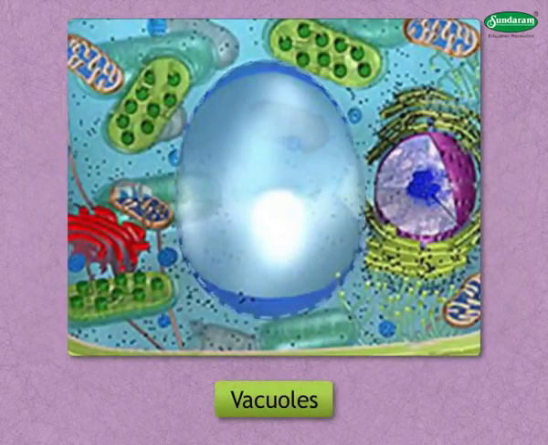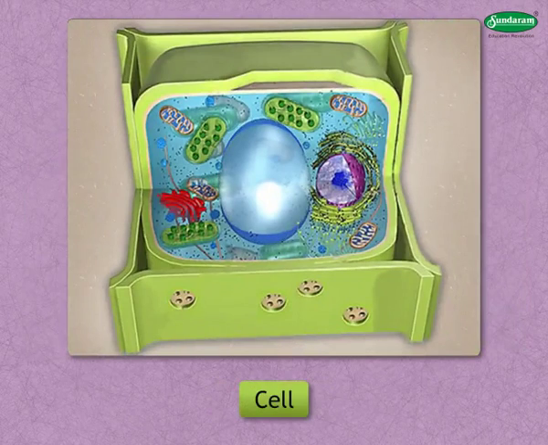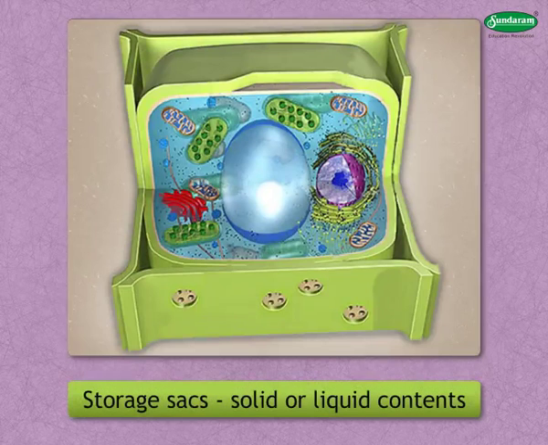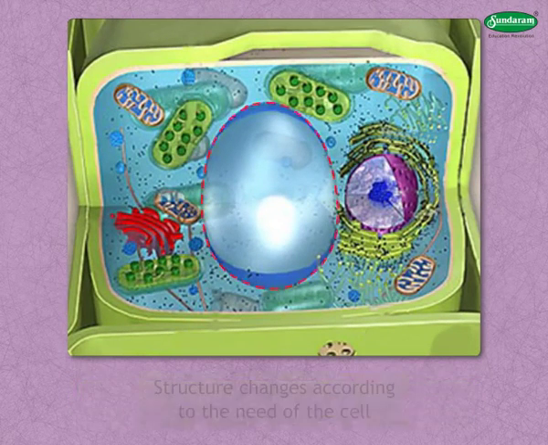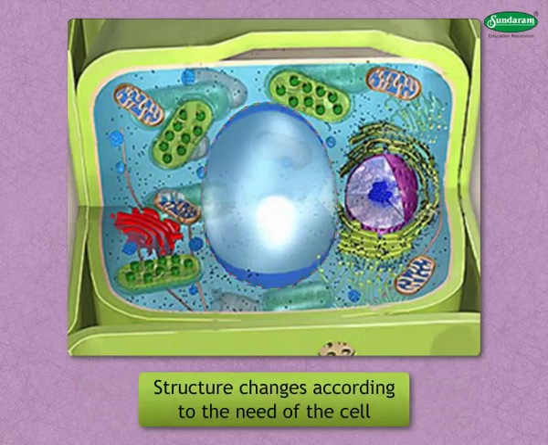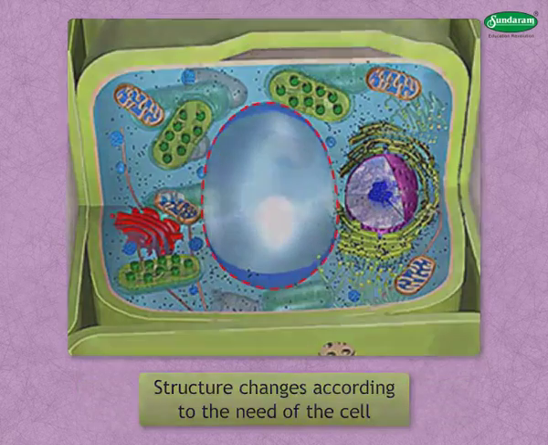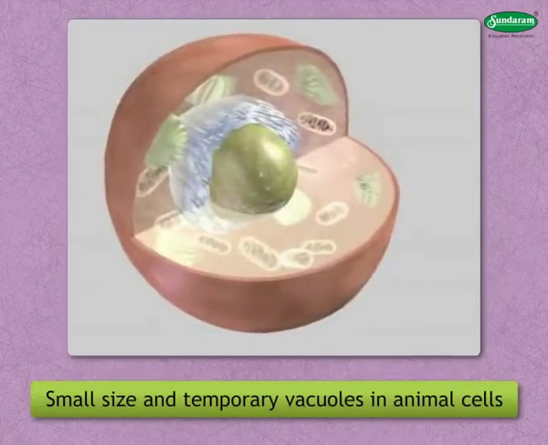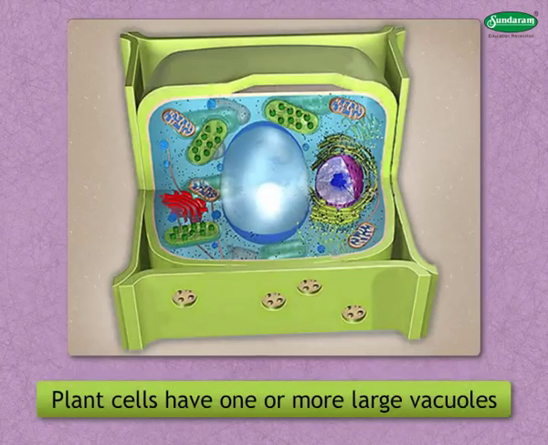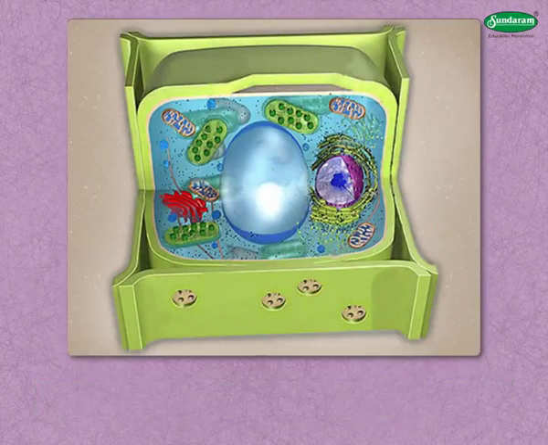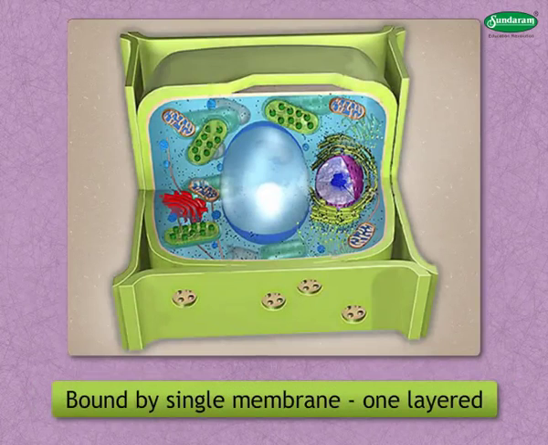Vacuoles. Students, let us find out how the cells keep its contents in an orderly manner. Vacuoles are storage sacs for solid or liquid contents. They do not have any basic shape or size. The structure of the vacuole changes according to the need of the cell. There are few small-sized and temporary vacuoles in animal cells, while plant cells have one or more large vacuoles. Vacuole is bound by a single membrane, that is, it is one-layered.